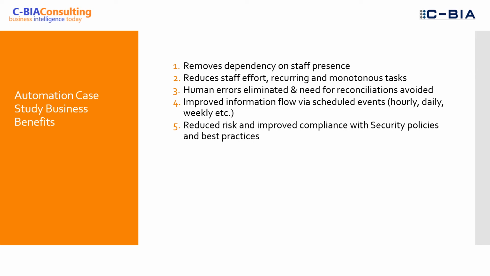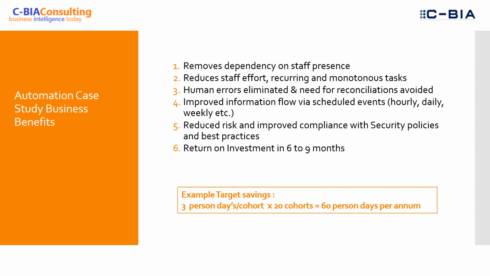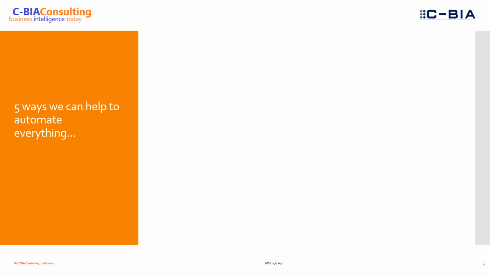And we also improve things like risk and compliance, maybe with security policies and best practice by having these automations. And typically we see that something like this can return on investment in around 6 to 9 months. That depends on exactly, of course, the process and the current process. So in this example, each cohort coming into the organization would generate something like 3 person days of effort on a periodic basis to do these uploads using Excel, and with around 20 cohorts per year, that's a saving of around 60 days, plus the qualitative improvements that we mentioned before.